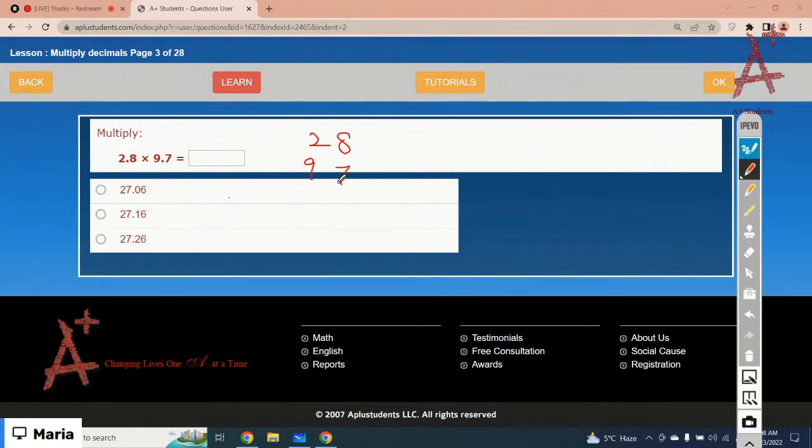Multiply the numbers without the decimal point. It would be 7 times 8 is 56. Write 6 and carry 5. 7 times 2 is 14, and 14 and 5 is 19.